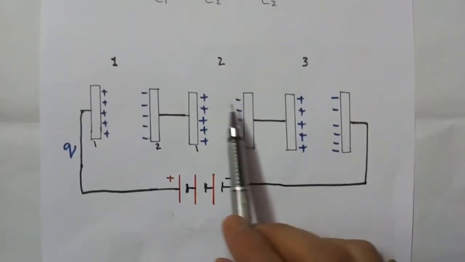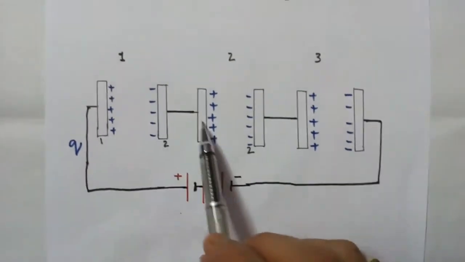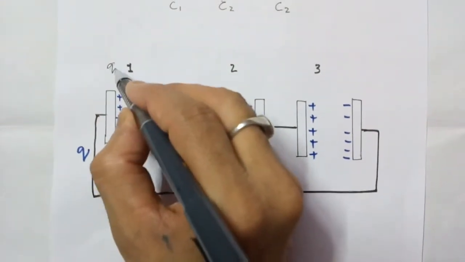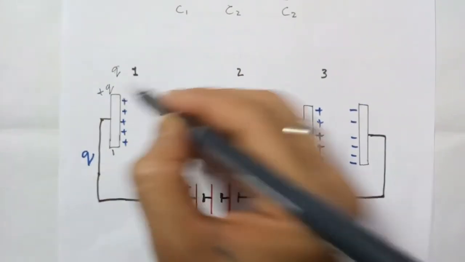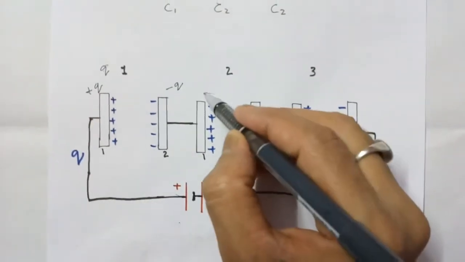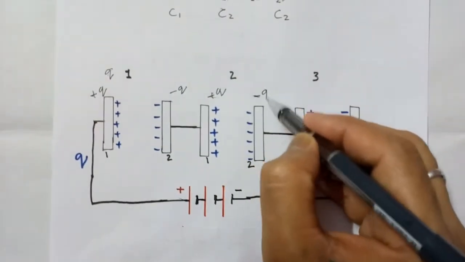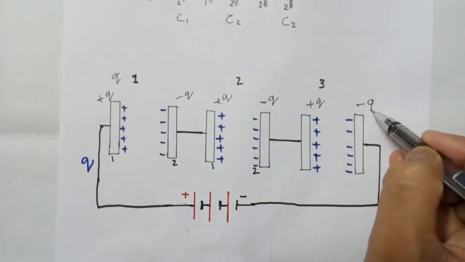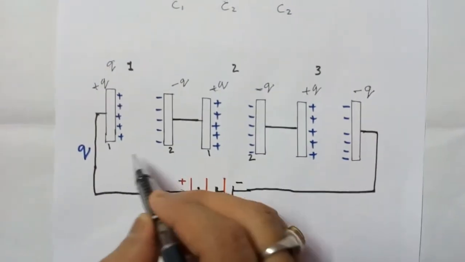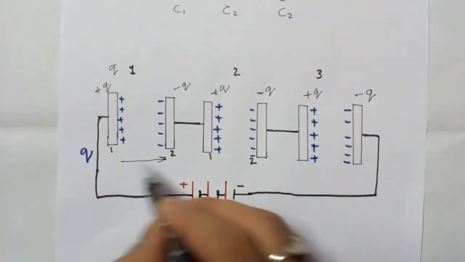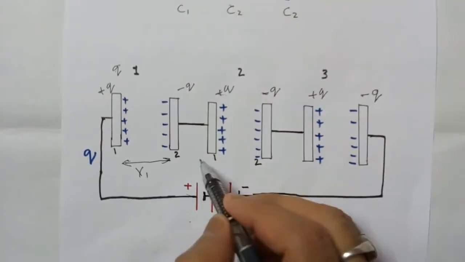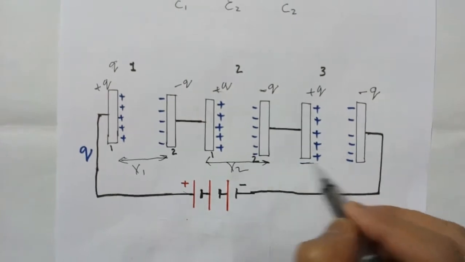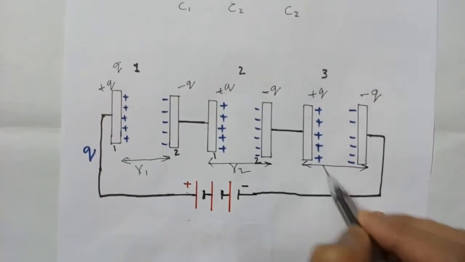So if three capacitors are connected in series, charge distribution will be like this. Charge given by battery Q, and this Q charge appears in this capacitor, this plate plus Q, this minus Q, plus Q, minus Q, plus Q and minus Q. And voltage across each capacitor, across C1 V1, across C2 it is V2, and across C3 it is V3.